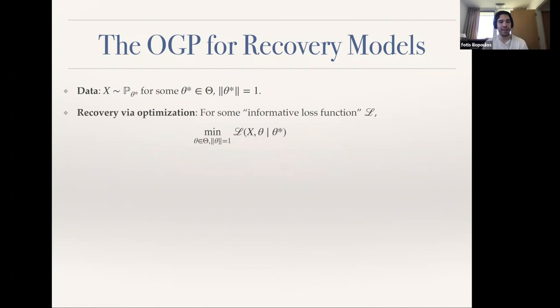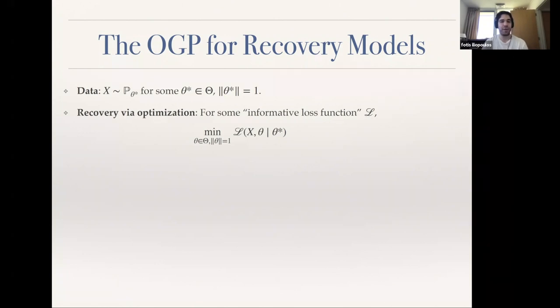Now, in statistical learning theory and machine learning in general, the way we try to recover the vector theta star is by coming up with some informative loss function, L, and then trying to minimize this loss function. The idea is that nearly optimal solutions for this loss function will have a large overlap with our hidden vector, that is, they will be highly correlated with theta star. By solving this minimization problem, we do recovery. This is the only way we know how to do so.